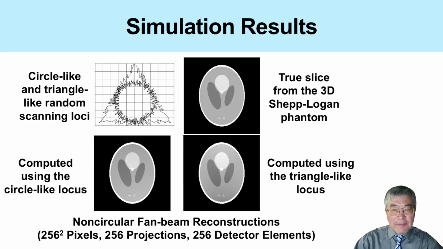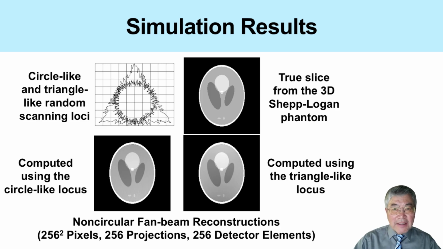Here are some simulation results using non-circular fan beam scanning trajectories. On the top left, you can see examples of random scanning loci. Some are circle-like, and some are more triangle-like. These are not the standard circular trajectories assumed in the classical fan beam formula. The image on the top right is a true slice from the three-dimensional Logan phantom. This is the reference image we want to reconstruct.